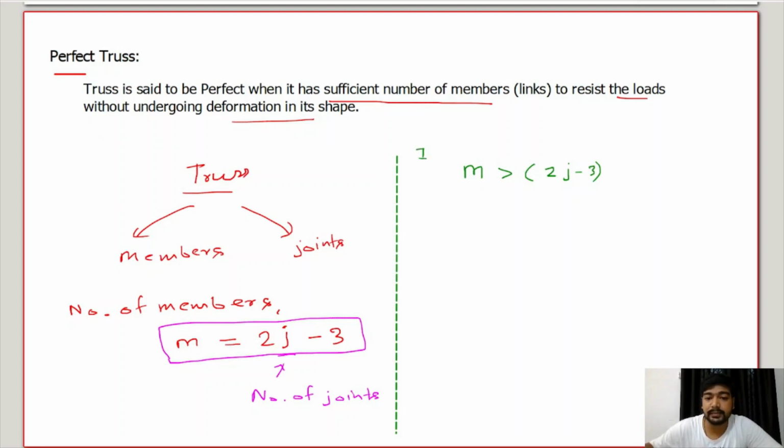If the condition is like this, then we will call that truss redundant. What does this word mean? This word means the truss is having excess members. Let's consider the case which is the reverse of it.